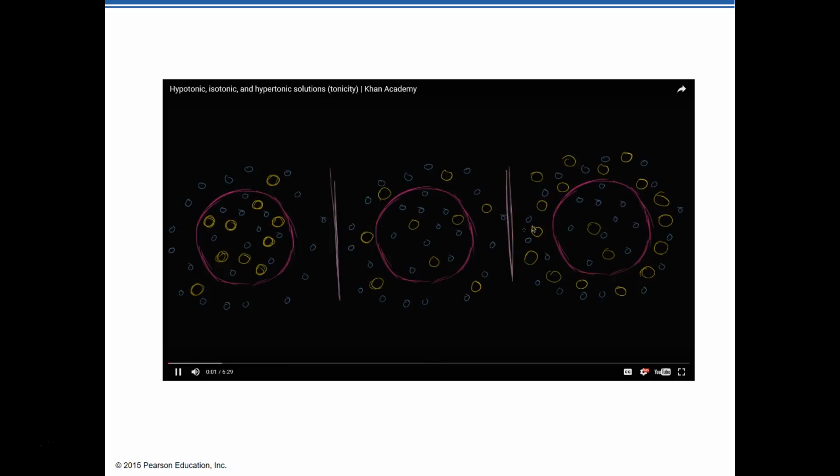So I have three different scenarios here of a cell being immersed in a solution. And the cell is this magenta circle, that's the cellular membrane. And then I have the water molecules depicted by these blue circles. And then I have the solute inside of the water solution, that we depict with these yellow circles. And I've clearly exaggerated the size of the water molecules and the solute particles relative to the size of the cell, but I did that so that we can visualize what's actually going on.